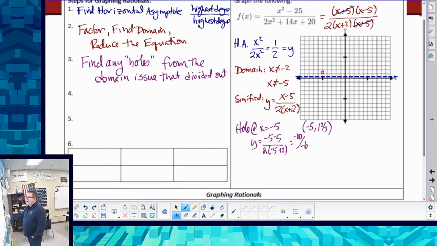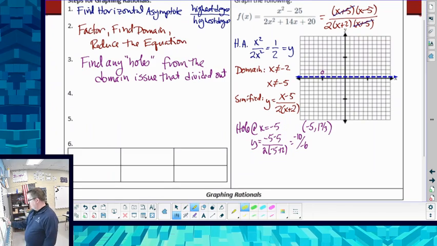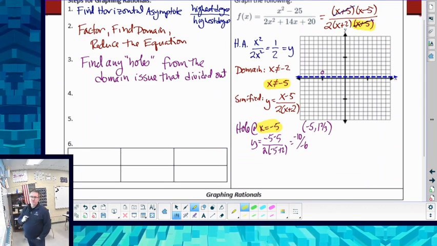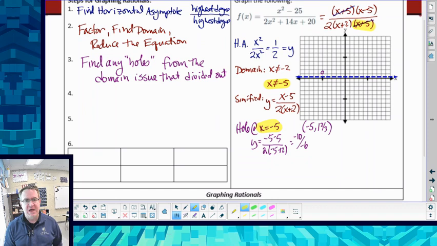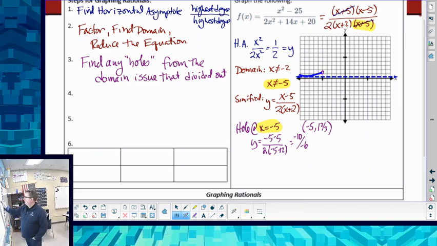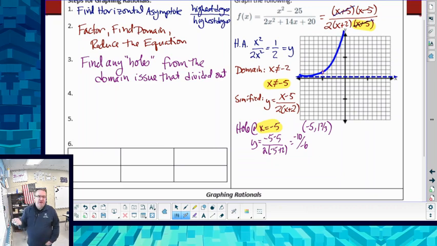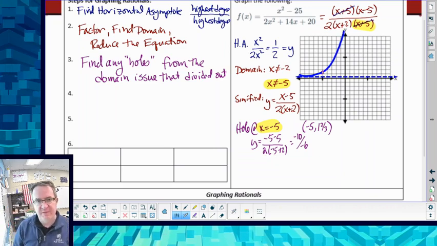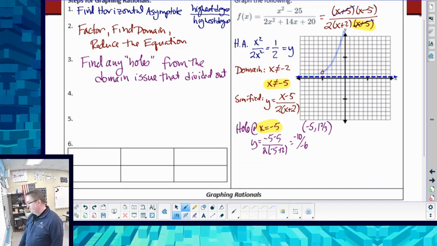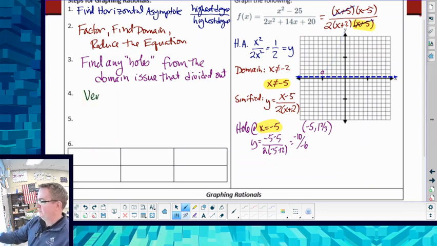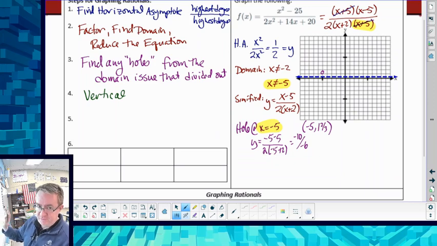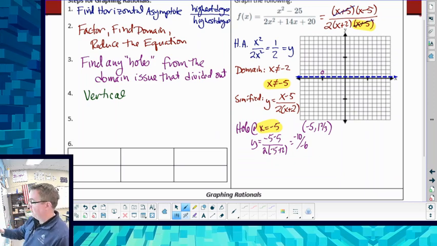Now, why am I picking this number here? Because this is the number that divided out. That's the part of the domain that divided out. So when we draw this, you're going to see a graph that looks like a regular graph, but we jump that little spot there. Now the other one that doesn't divide out is going to be a vertical asymptote. If you have more than one that divides out, you can have more than one hole. If you have more than one domain issue that doesn't divide out, you're going to have more than one vertical asymptote.